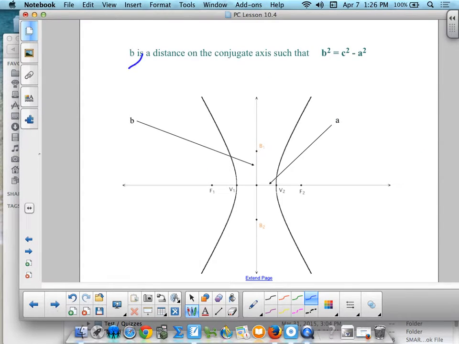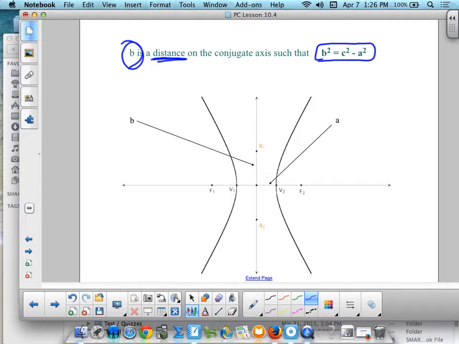All right, what about this B value that we used to find? Remember the B value? It said go up the major, go down the major. Well, it kind of does the same thing. B is the distance on the conjugate axis. But how do you find B? Well, they tell you, go find B by doing that. But can I tell you something?